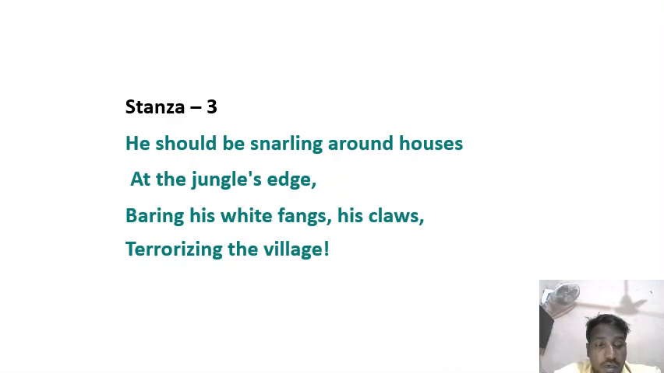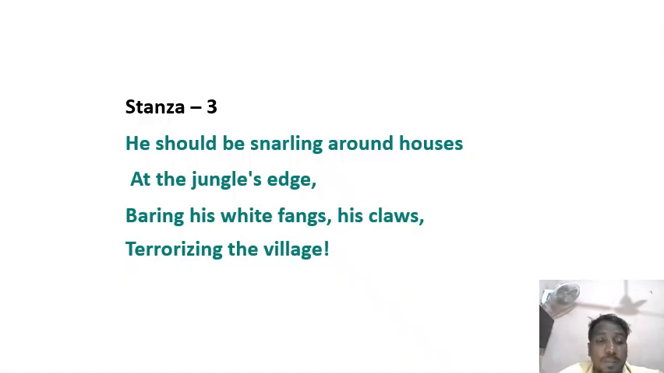Now let's move on to the third stanza. Stanza 3. He should be snarling around houses at the jungle's edge. Here the tiger is personified as a human being using the pronoun he. Snarling around the houses means he frightens the people who are living at the jungle's edge. People are living around the edge of the jungle. He terrorizes them, he frightens them with his roaring sound, snarling around.